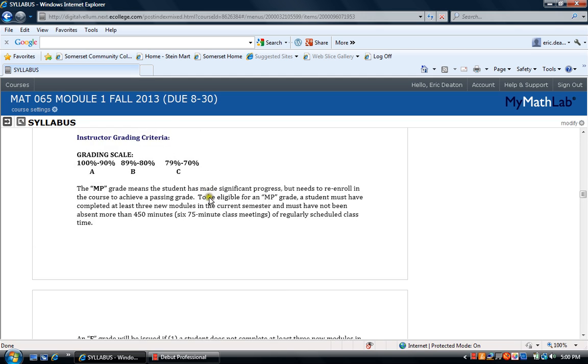Now, the MP grade is not a passing grade, but what it does mean, if you do earn it, is that those modules that you completed count when you take the class the next semester, and you don't have to finish the modules that you haven't completed yet.